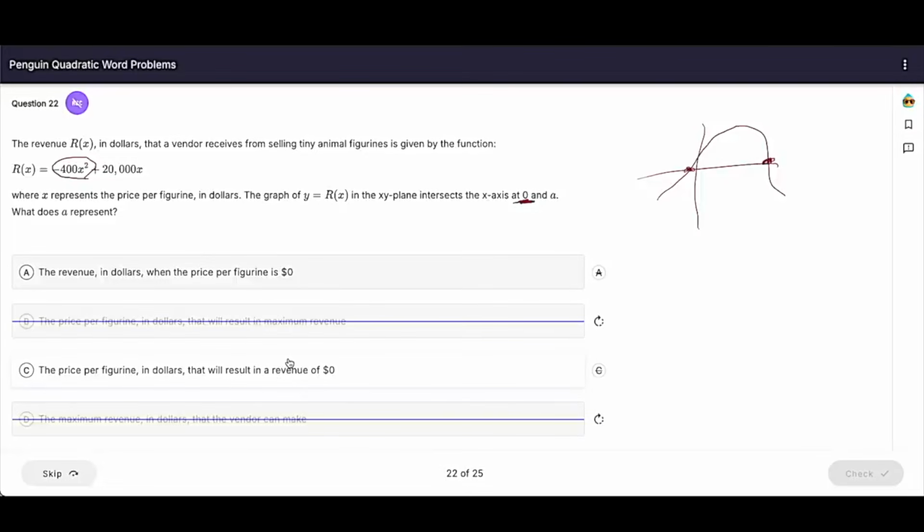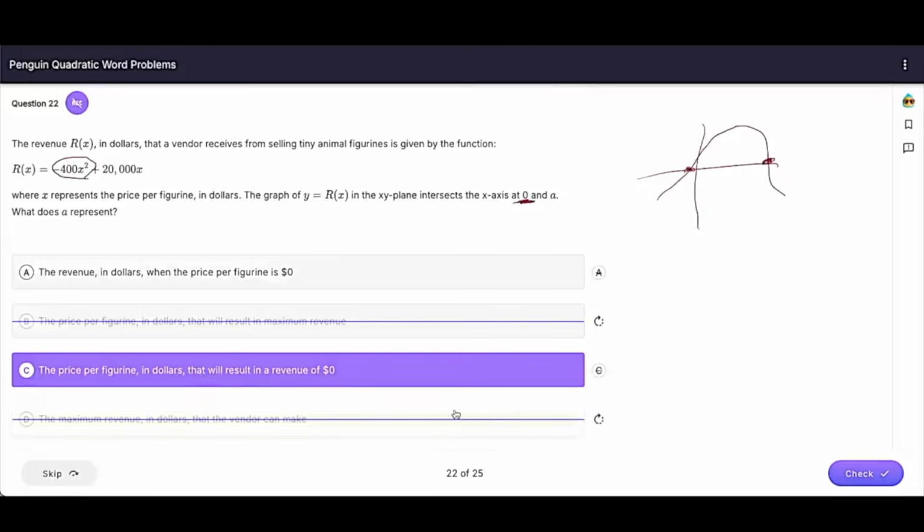And actually, now that I say it out loud, A says the revenue in dollars when the price per figurine is $0. That's not what we're looking for. We're looking for revenue of $0. The price per figurine is going to be our X value. So anyway, choice C is saying the price per figurine would be A. That's our X axis, so that makes sense. That will result in a revenue of 0. And again, it doesn't matter which one we choose because either price is going to end up with our revenue being 0 because it's an x-intercept, right? Y equals 0. So choice C is our answer.